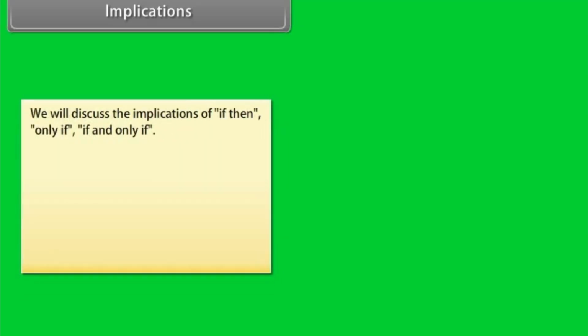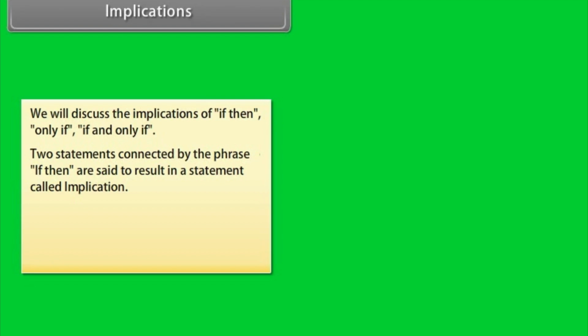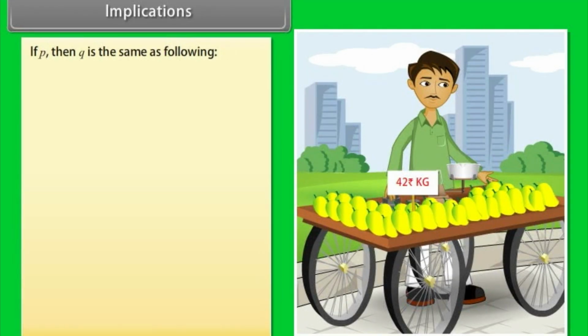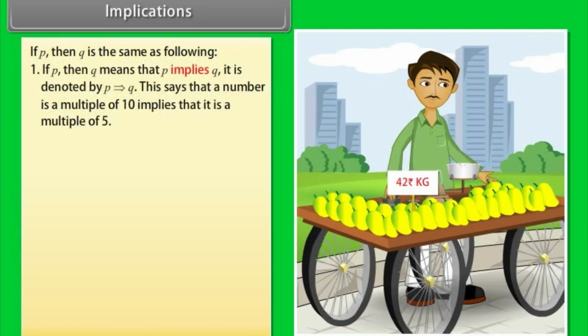Implications. We will discuss the implication of "if-then", "only if" and "if and only if". Two statements connected by the phrase "if-then" are said to result in a statement called implication. For example, if more mangoes arrive in the market, their prices will go down. "If P, then Q" is the same as the following. "If P, then Q" means that P implies Q. It is denoted by P ⇒ Q.